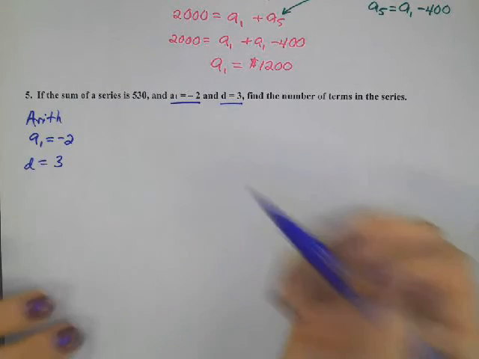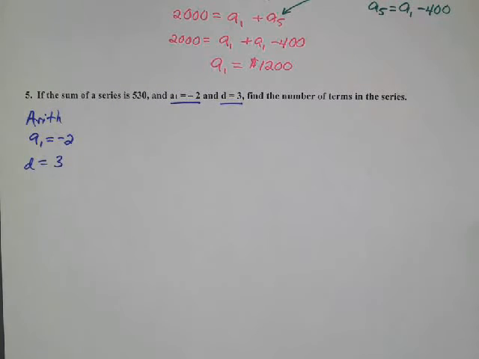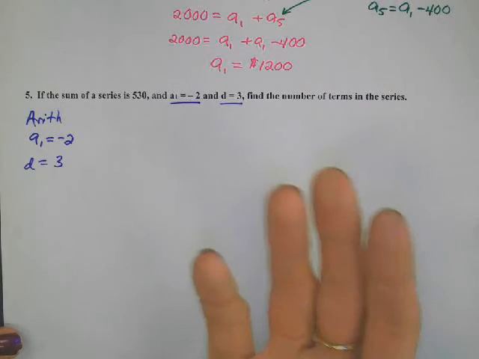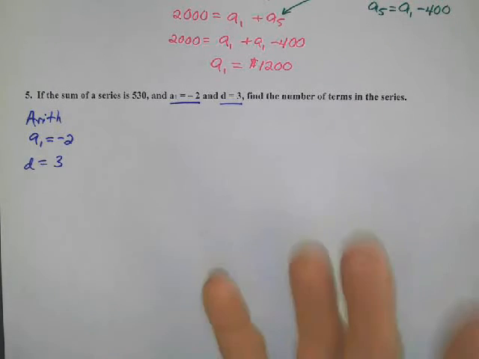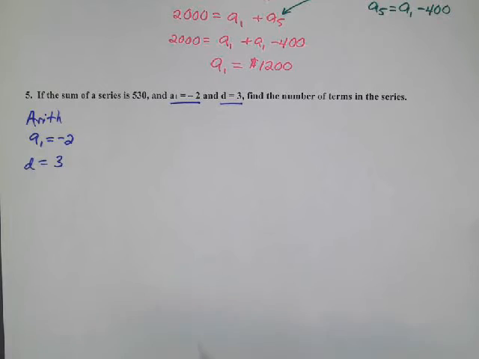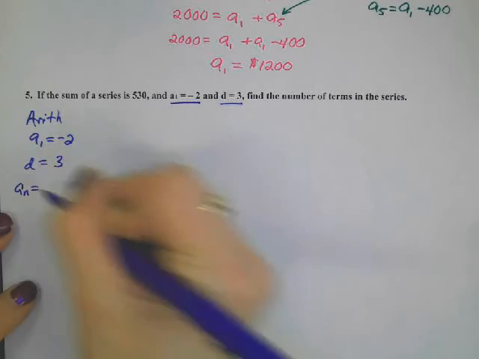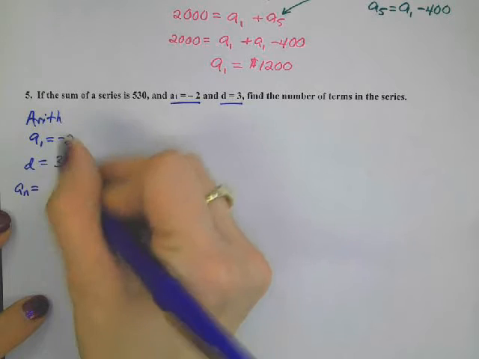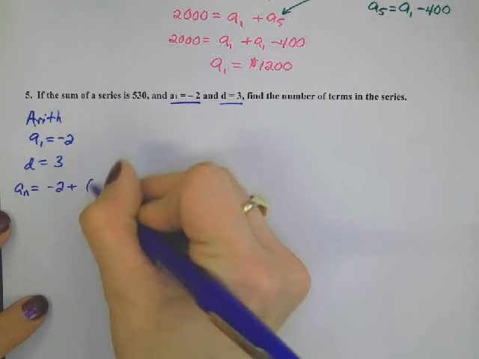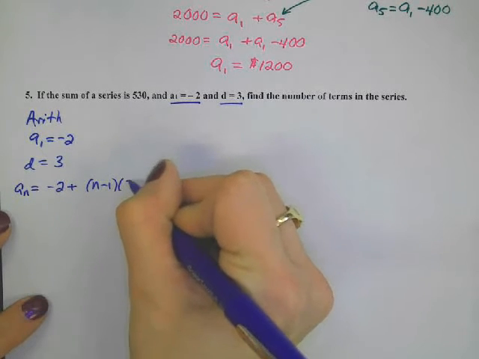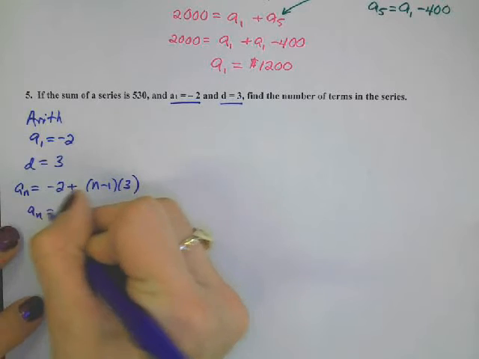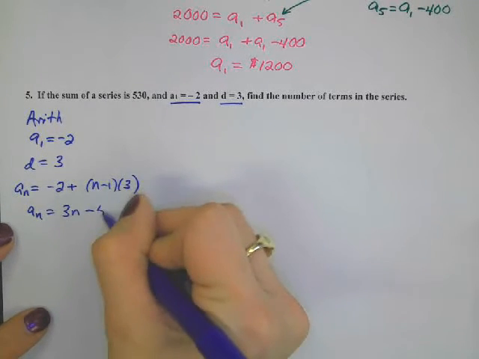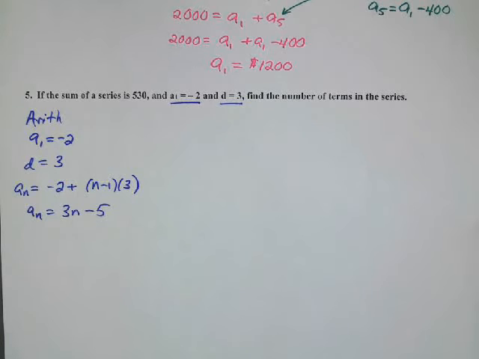And I guess if you're really confused with a lot of these problems, then I would suggest you just write out as many formulas pertaining to arithmetic as you can, and then you're bound to at least get somewhere with them. So I know that the a sub n formula for arithmetic is a1 plus n minus 1 times d. So I can generate an a sub n formula here: 3n minus 5. Okay, that might come in handy.